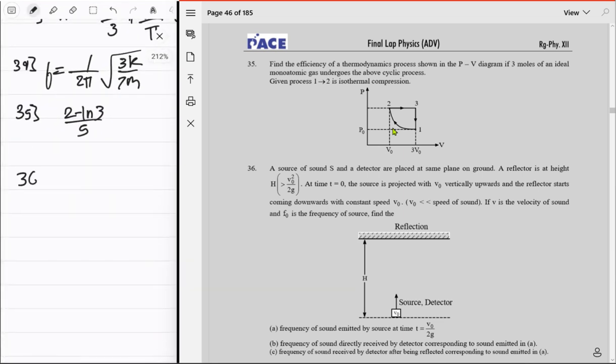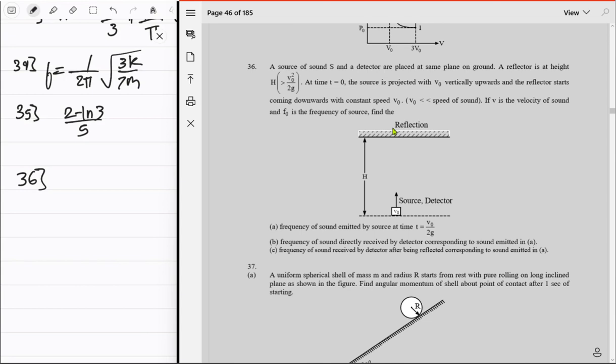Next is 36. 36 is a source of sound and a detector placed at the same plane on the ground. Source, detector. Okay, a reflector is at height h something. At time equal to 0, source is projected with v naught vertically upward, and the reflector starts coming down. Source or detector. Wait, what? Same plane on ground. ये ground है, I assume. Okay, यहाँ पे एक reflection होता है sound का. This source as well as the detector. Okay, whatever. ठीक है.